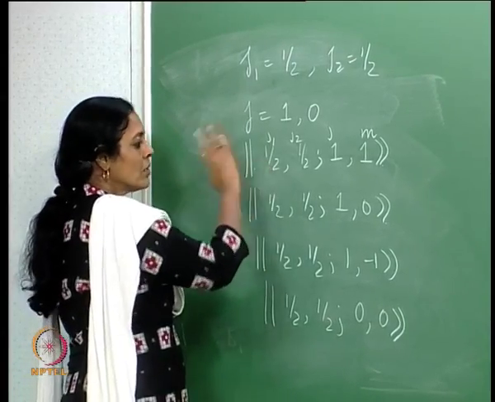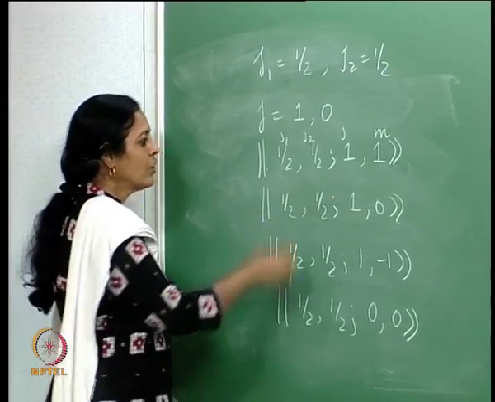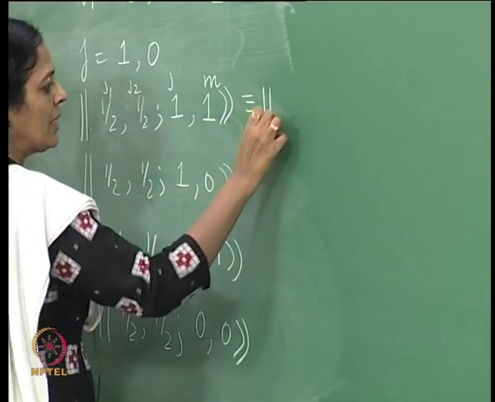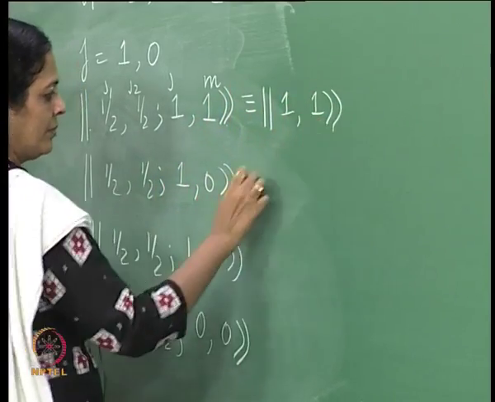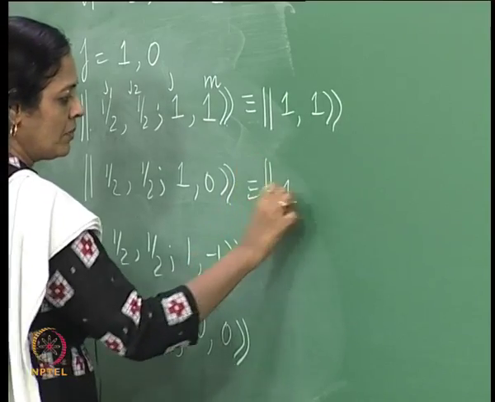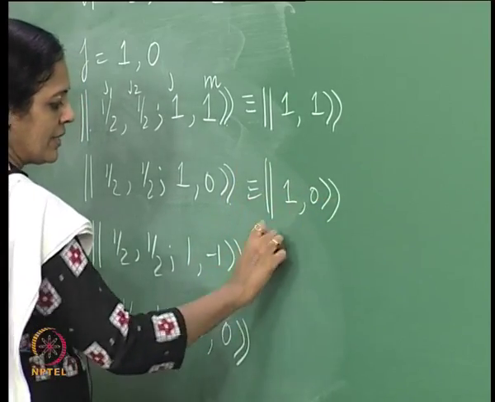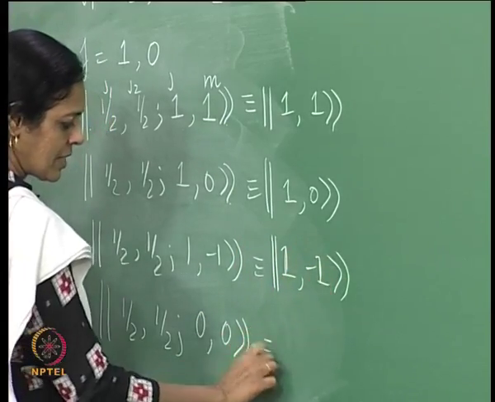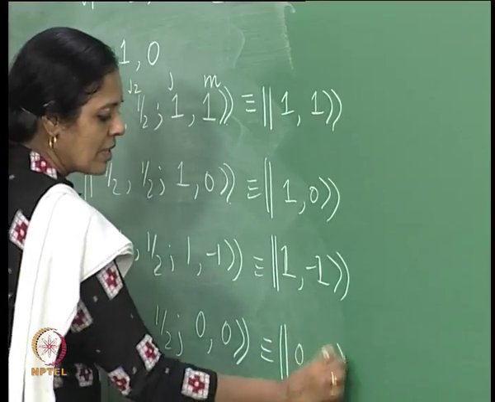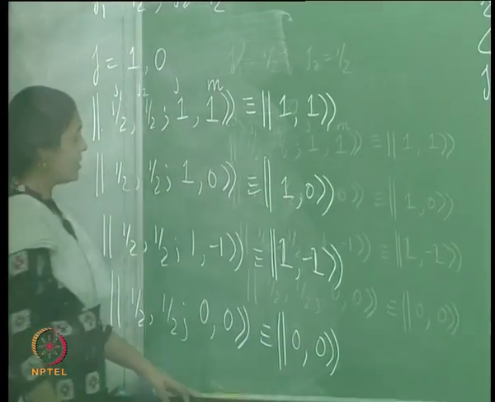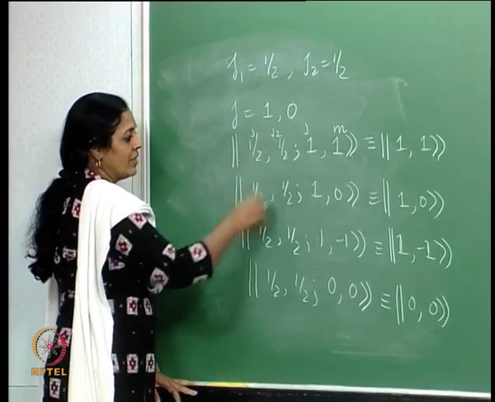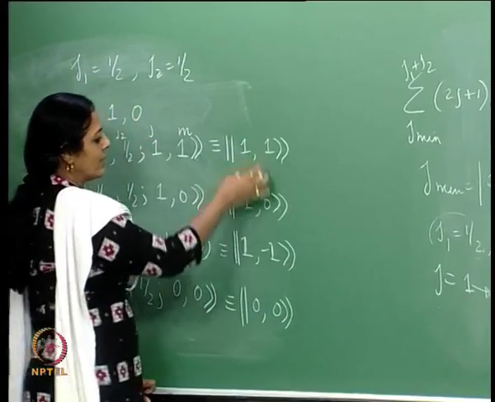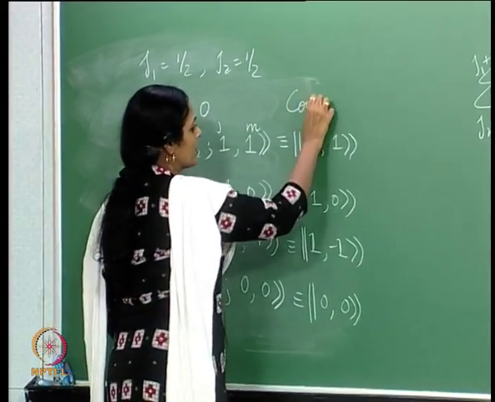I would like to shorten the notation further and not write down j1 and j2 at all. So, this is simply identical to 1 1. This is identical to 1 0. This is identical to 1 minus 1, and this is identical to 0 0. This is a convenient notation. I would like to suppress the labels J1 and J2 and just keep J and M to represent the coupled basis states.